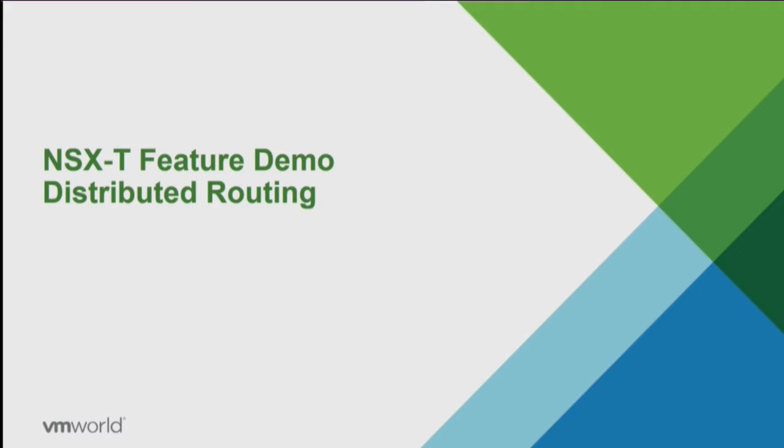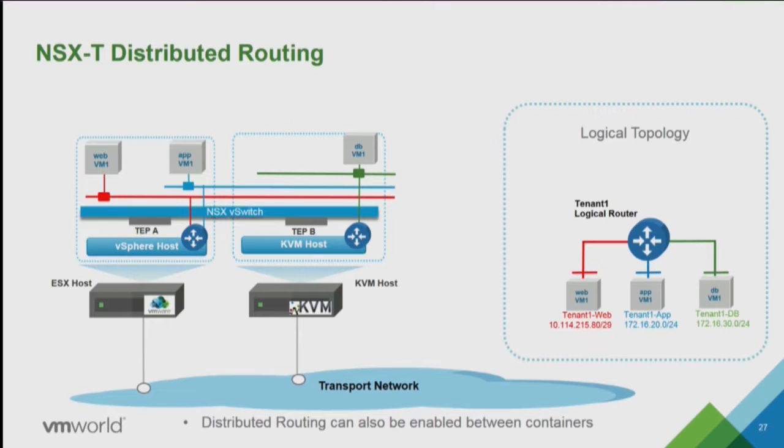If you have two VMs located on different subnets but residing on the same hypervisor, you have optimized routing. Traffic doesn't leave the hypervisor. And this is true for both ESX as well as KVM hypervisors. So let's go into the demo.